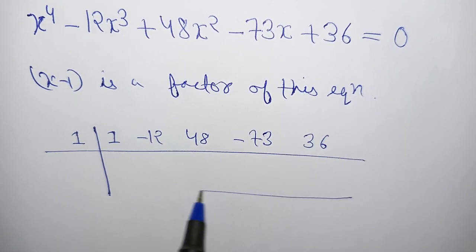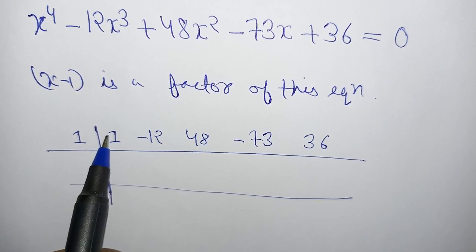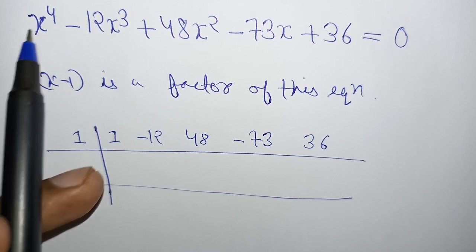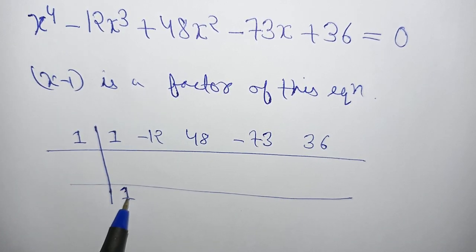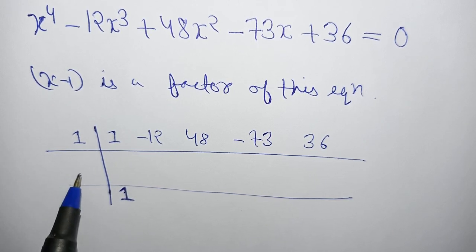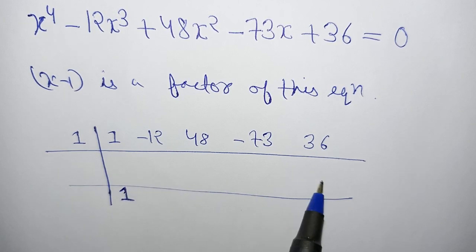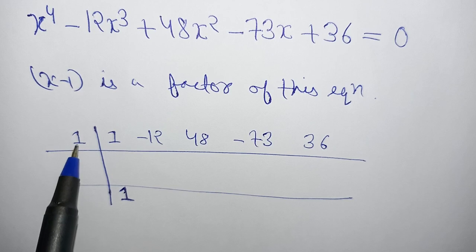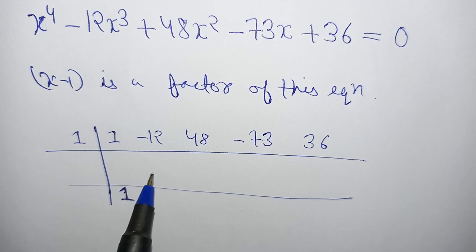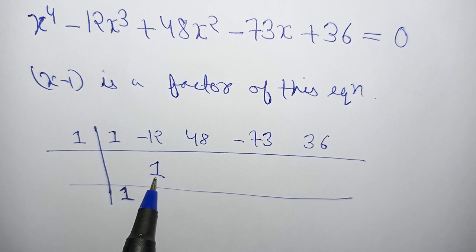Now we write down the first coefficient, the coefficient of the highest power variable, that is 1. Write it down exactly the same as it is. Now we apply a process that we repeat for all the terms: root value times that coefficient value. 1 into 1 is 1, and write it down under the next term. Now add these terms: minus 12 plus 1 is minus 11.